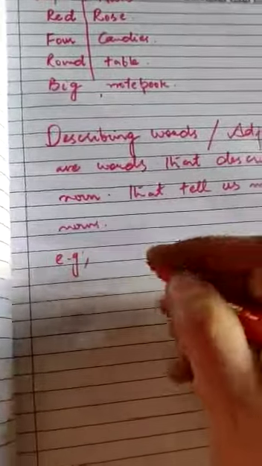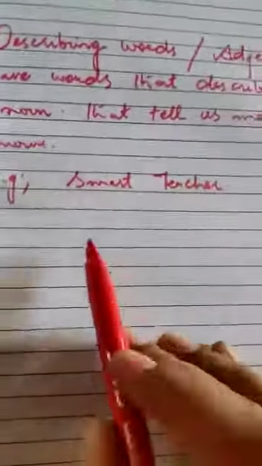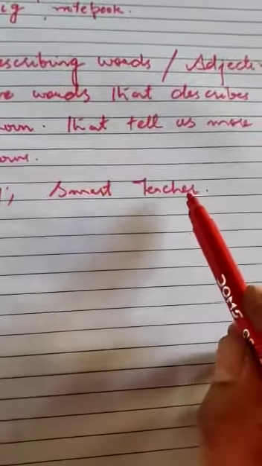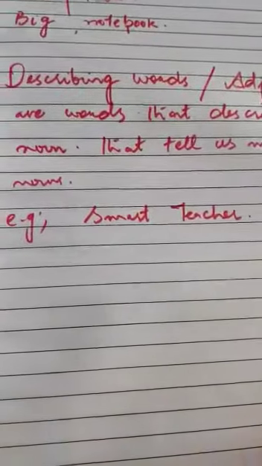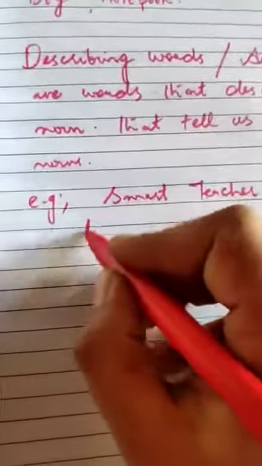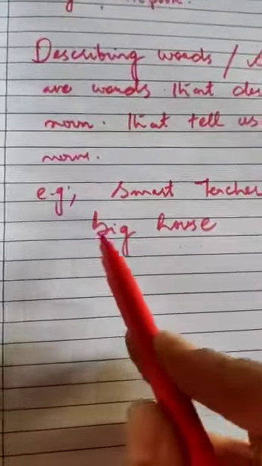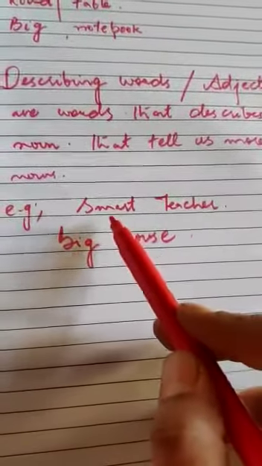For example, my dear students, we can take more examples. For example, smart teacher. Smart is a word and it is describing the noun teacher. Teacher is a noun. So teacher is smart. So smart is a word that tells us more about teacher, that teacher is smart. Okay, we can write big house. House is noun and big. The word big is describing the house. It tells us about house. That house is big. So big is a describing word. Smart is a describing word.